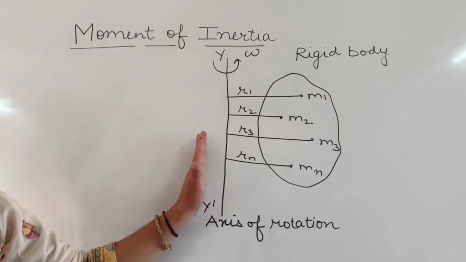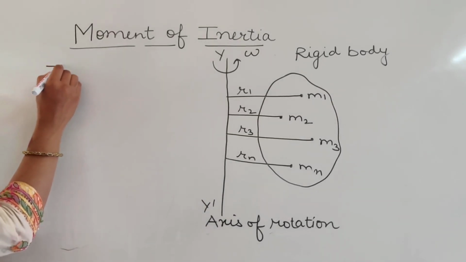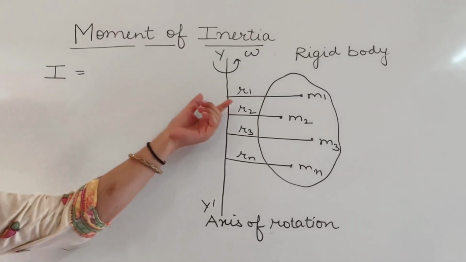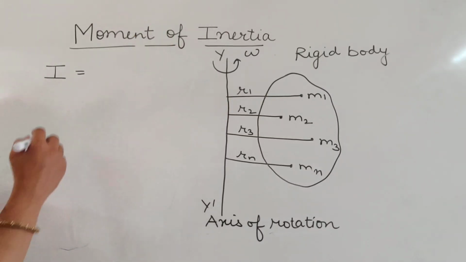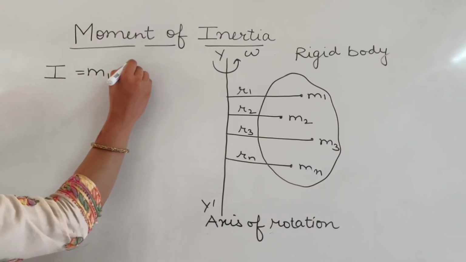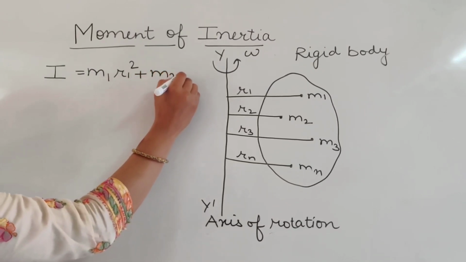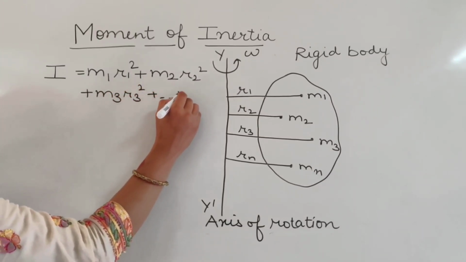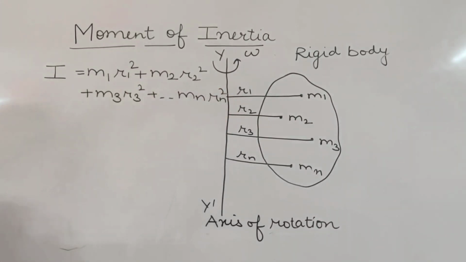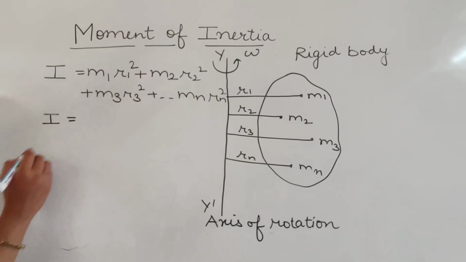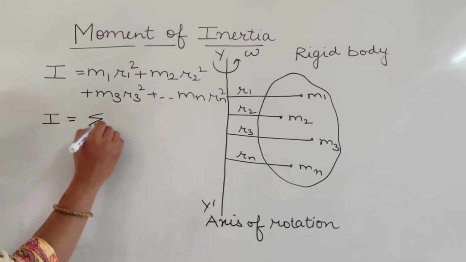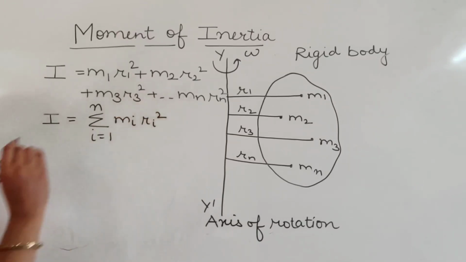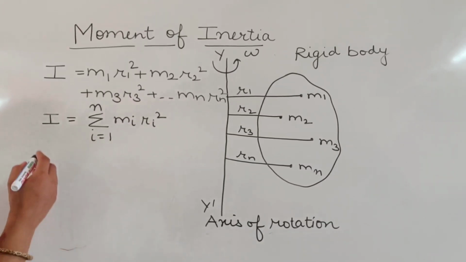Then the moment of inertia of the body, denoted by I, and we know inertia is the product of mass and the square of distance from the axis of rotation. So for the first particle, inertia is m1 r1 square. For the second particle, m2 r2 square. For the third particle, m3 r3 square, plus up to mn rn square. So we can write inertia as the summation of I, i equals 1 to n, for n particles, mi ri square.